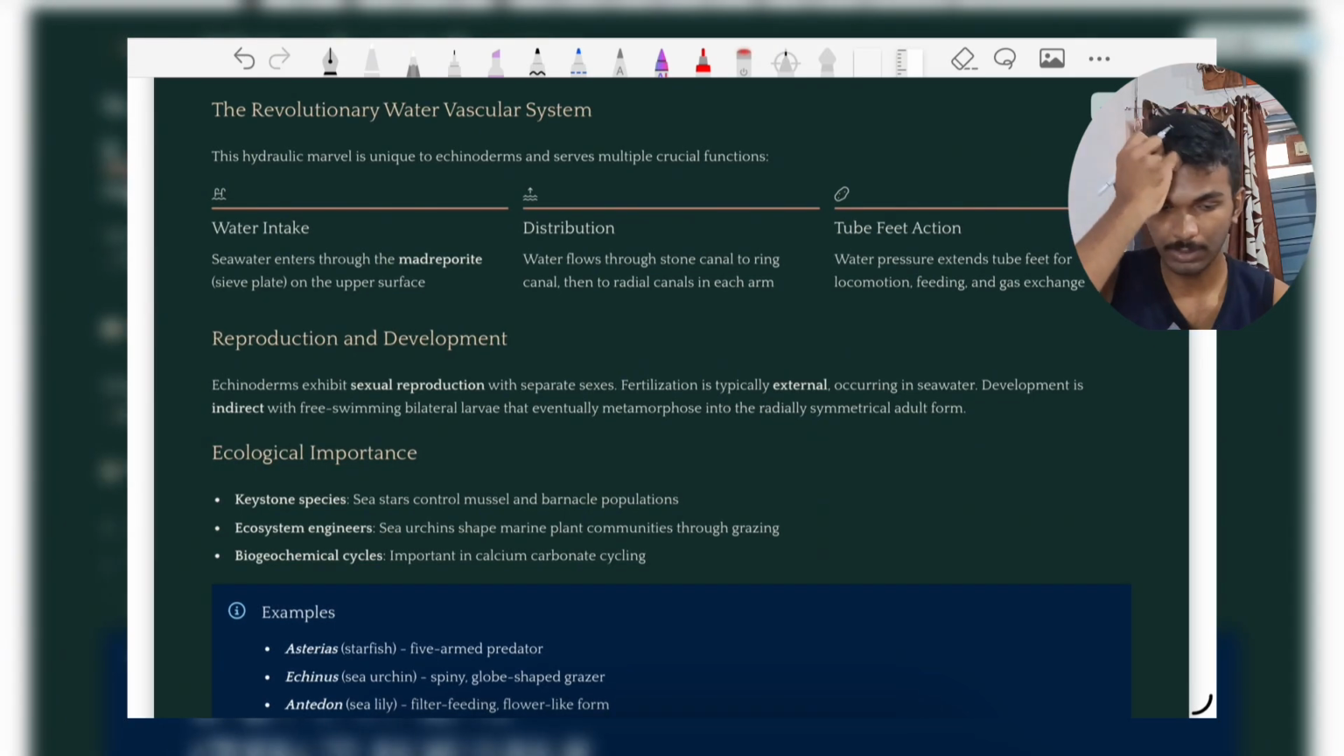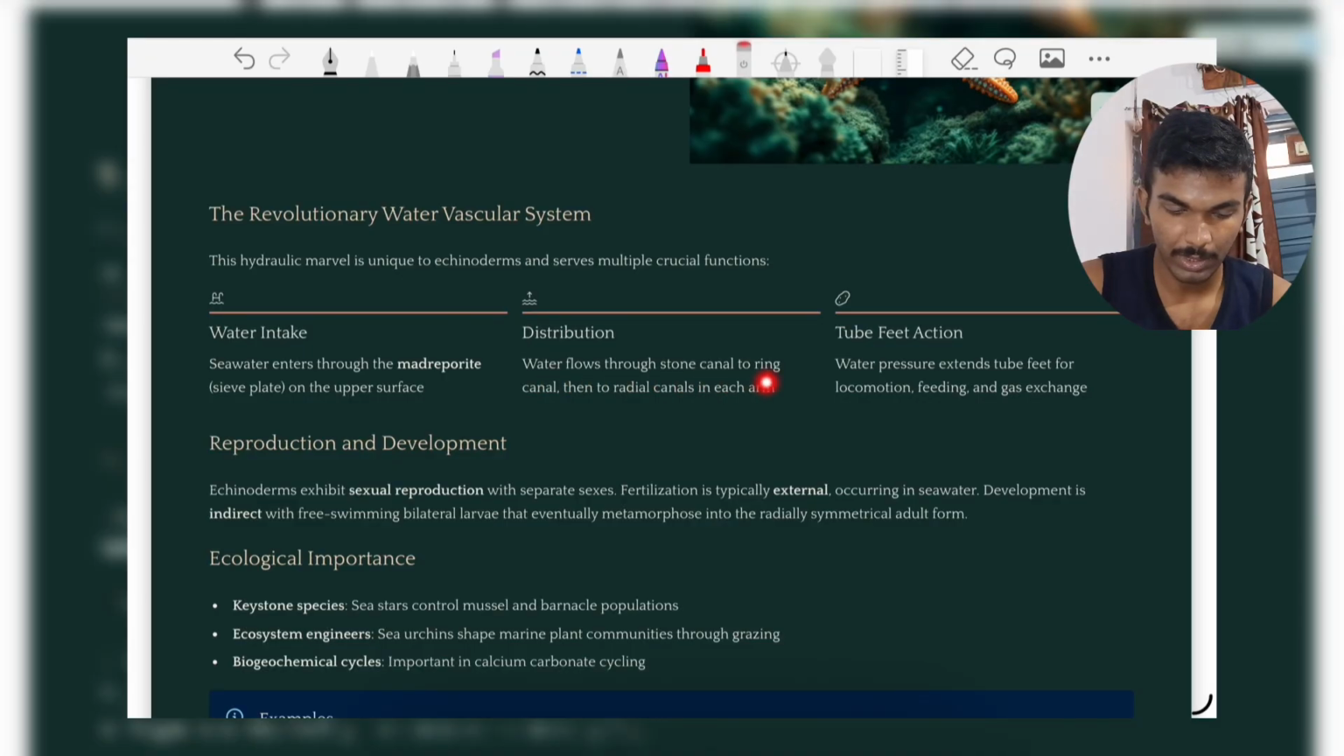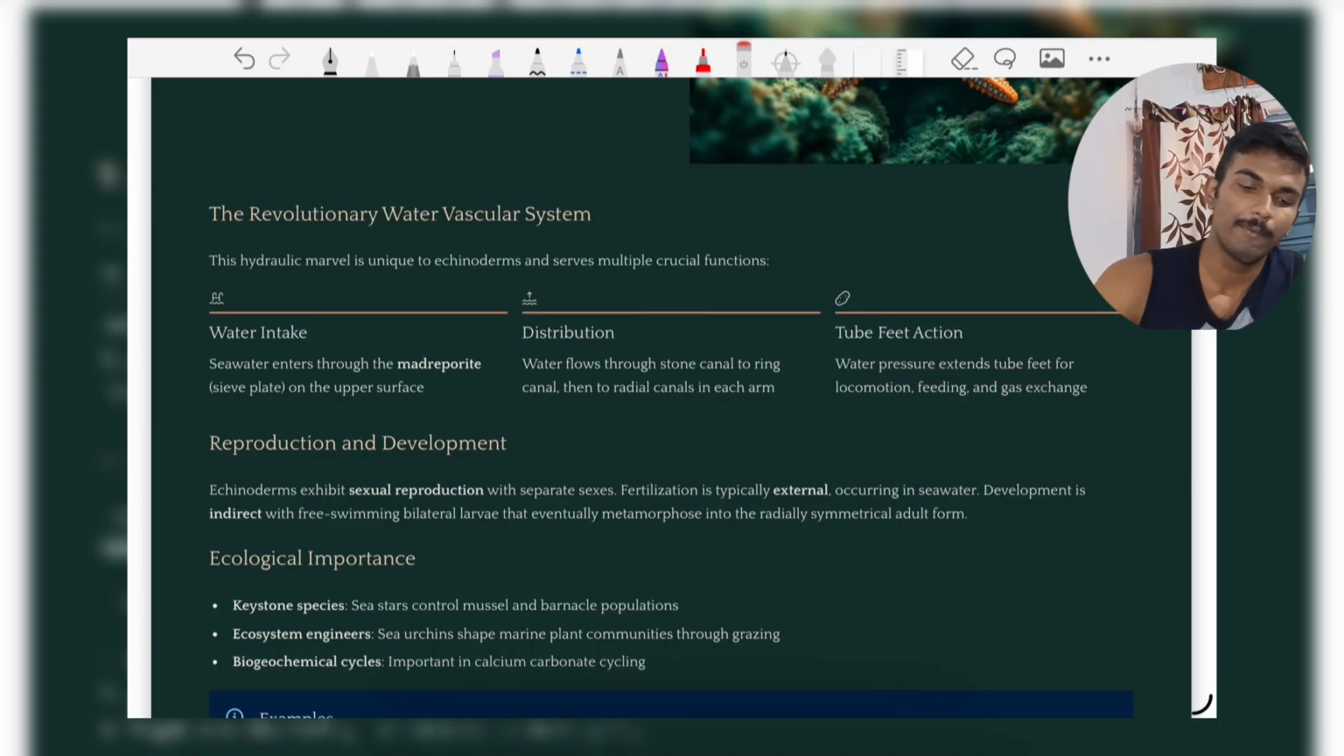The revolutionary water vascular system, this hydraulic marvel is unique to echinoderms and serves multiple crucial functions. Water intake, seawater enters through the madreporite, the sieve plate on the upper surface. Distribution, water flows through the stone canal to the ring canal, then the radial canal in each arm. Tube feet action, and water will extend to the tube feet for locomotion, feeding, and gaseous exchange. Well, this is not so important, but the water vascular system, what is its function, it is important.